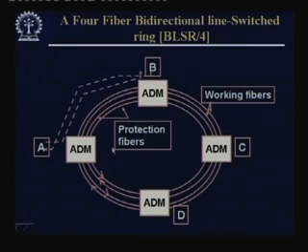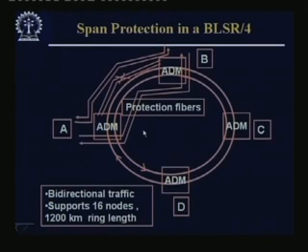And the protection fibers are there, because if one of them fails, then the protection fiber may take up. This is a span protection. So, we are talking about say bidirectional traffic that supports maybe 16 nodes or some distance, etc. So, from A to B, for a particular span you may pre-compute that if this span goes down, what is the alternative span.